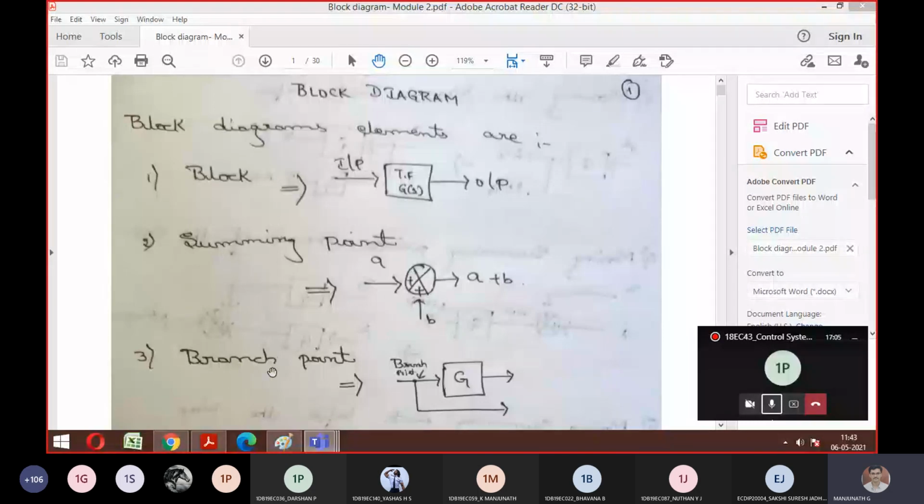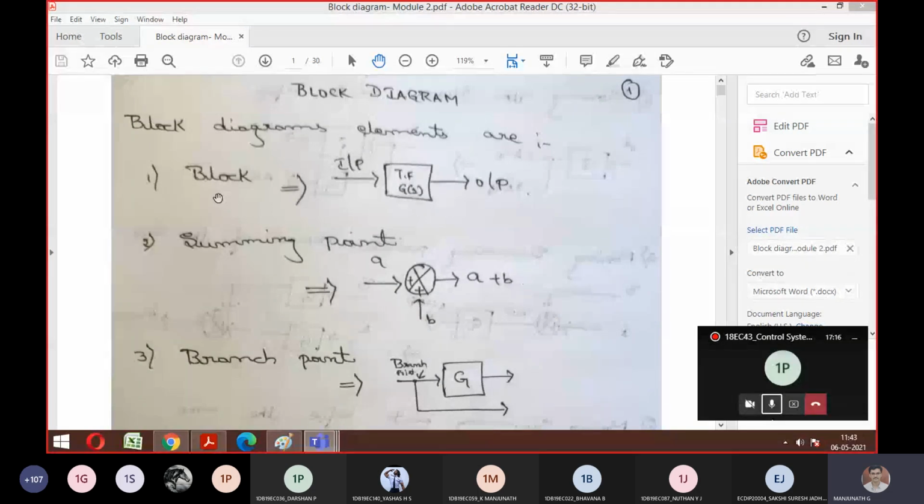I'll repeat. The 3 major elements involved in a block diagram. The block, you can see the blocks in a box form. Then the summing point, which is addition or subtraction of 2 or more signals. Whenever addition or subtraction of 2 or more signals is required, the summing point comes into the picture.